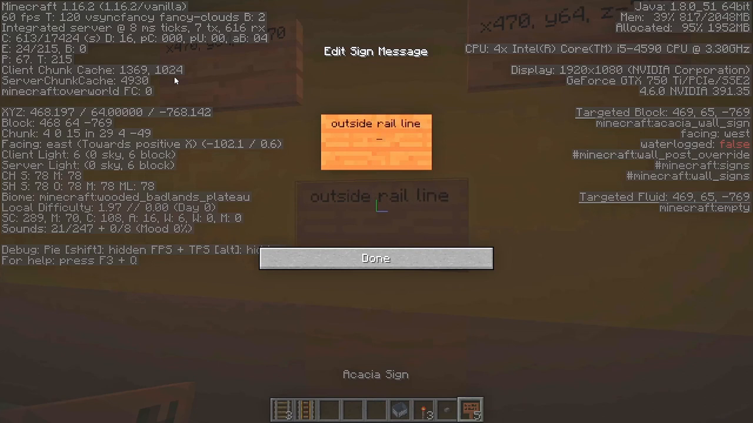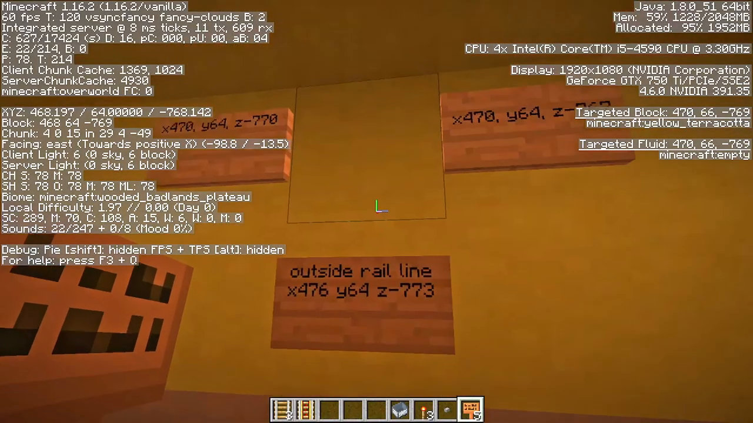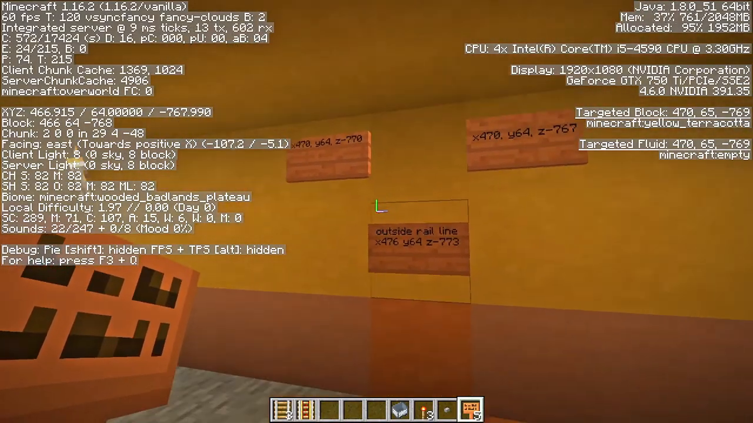All right, the coordinates: x 476, y 64. So we're on the same floor level, so we won't have to make the rail lines go up or down. And z is negative 773, negative 7. Done. All right, it's a little bit easier to figure out now.